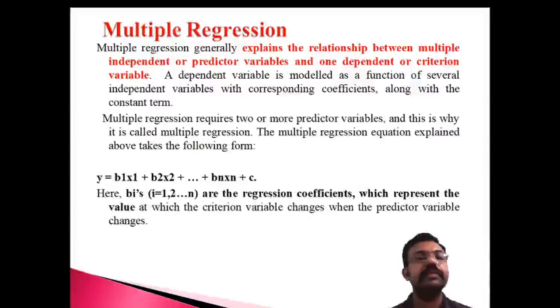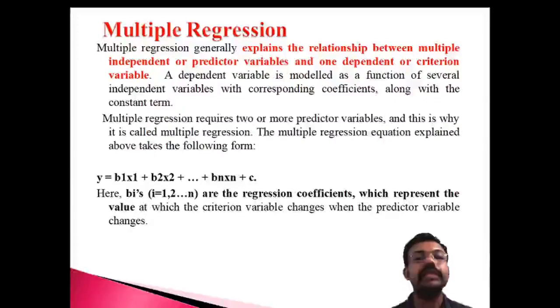So that is the equation. When we do an analysis with two or more independent variables and only one dependent variable, we need to perform multiple regression. So it explains the relationship between the multiple independent or predictor variables and the dependent variable. There are two or more independent variables and one dependent variable. This concept is known as multiple regression. The dependent variable is a model variable function.